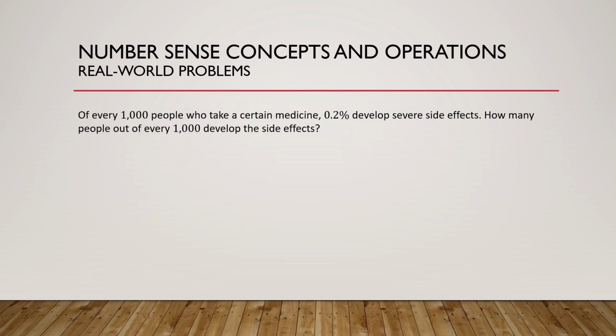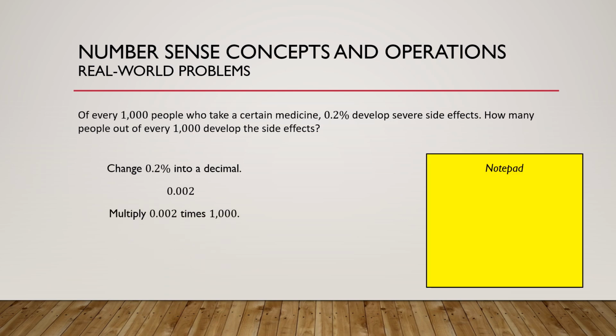Of every 1,000 people who take a certain medicine, 0.2% develop severe side effects. How many people out of every 1,000 develop the side effects? The first task is to change 0.2% into a decimal. To do that, we remove the percent sign and shift the decimal point 2 places to the left, giving us 0.002. Multiply this value times 1,000.